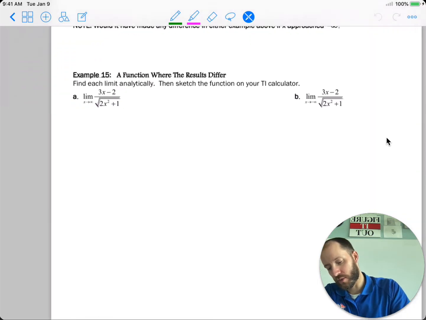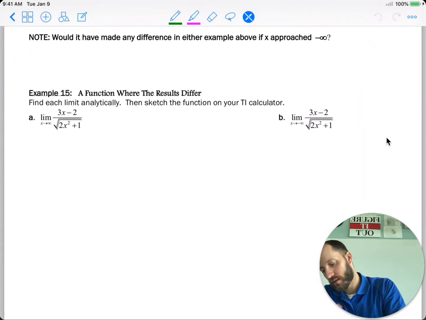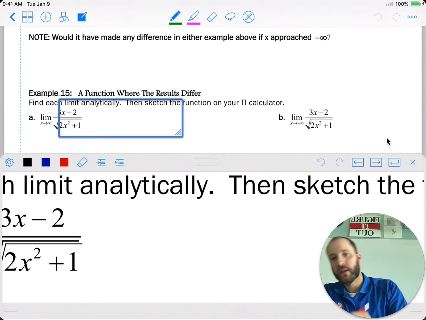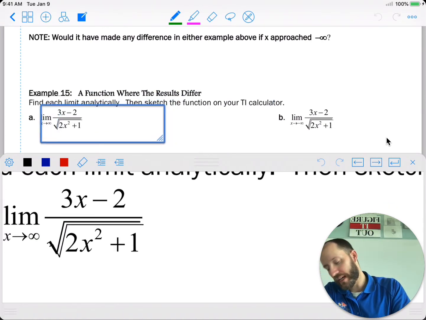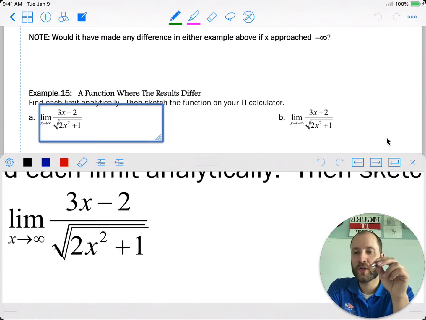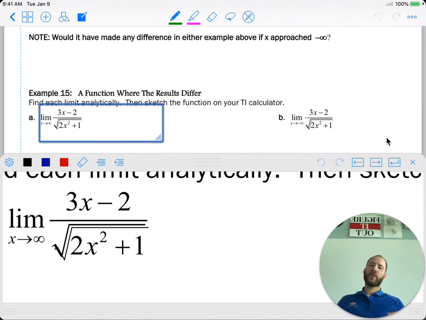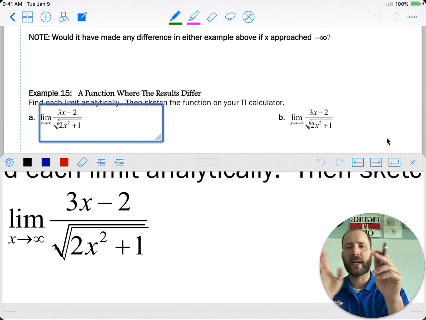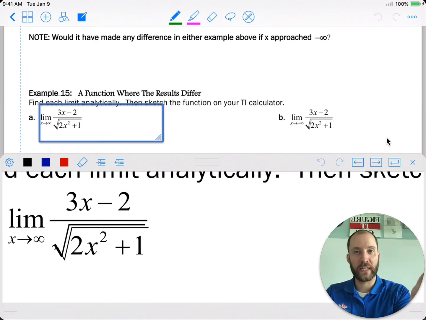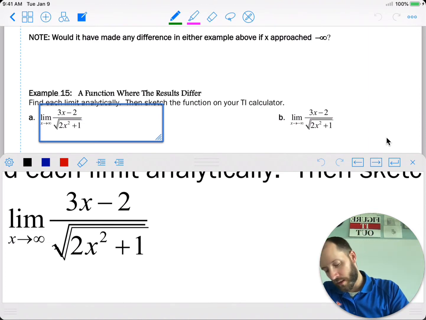So let's kind of zoom in a little. So first problem, 3x minus 2 over root 2x squared plus 1. Alright? So first, let's start by getting rid of insignificant values. Minus 2.